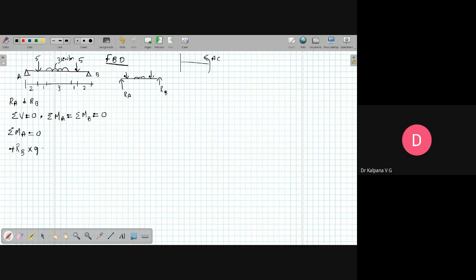And then 5 into the distance, which is 3 plus 1, 4, 5, 7. Then 3 into 3 by 2 plus 3. And then 5 into 2 equal to 0. So what about the sign convention? Plus or minus for all these things. So 5 into 7 is a clockwise moment. Again 3 into 3 into that distance is a clockwise moment. Again this 5 into 2 is also a clockwise moment. So to the right of the section, all the anti-clockwise moments are positive and clockwise are negative.